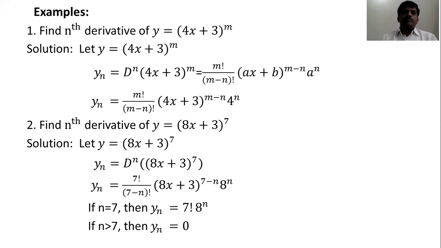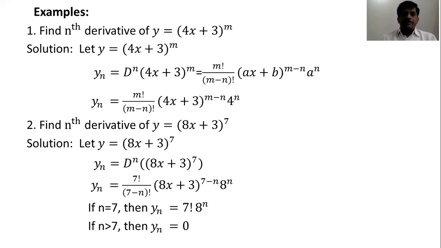Find the nth derivative of y is equal to 4x plus 3 power m. Let y is equal to 4x plus 3 power m. Take nth derivative on both the sides. This is already in the standard form of ax plus b power m. Here a and b only we substitute in the standard formula. A value 4, b value 3. See, m factorial by m minus n factorial into ax plus b power m minus n into a power n. That result is m factorial by m minus n factorial into 4x plus 3 power m minus n into 4 power n.